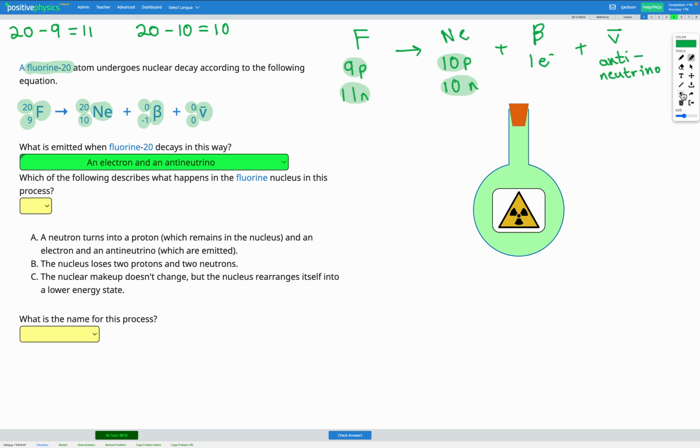So our answer to this question is going to be A. We had a neutron that turned into a proton. That remained in the nucleus. And then an electron and an antineutrino were emitted. So that's going to be answer A for this one. What's the name for this process? Since we're emitting a beta particle, this is called beta decay.